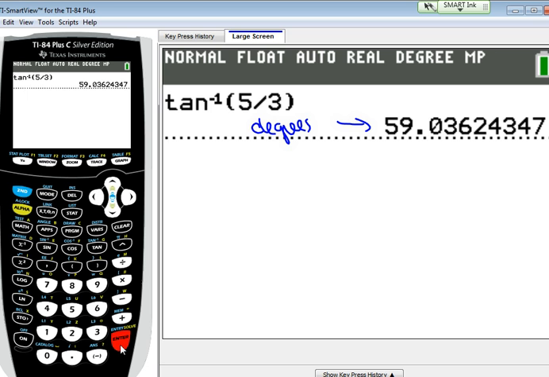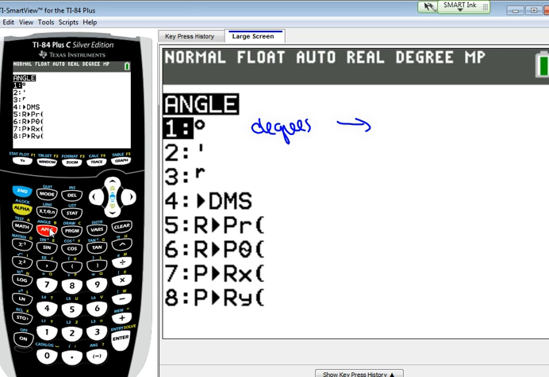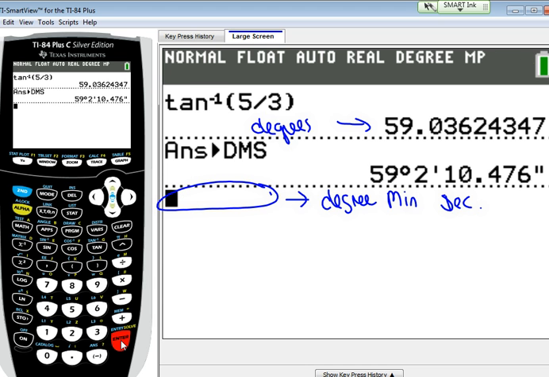So what we're going to go to again is your second apps key. And we're going to use this choice 4. What this means is you're going into degrees, minutes, seconds. That's what the DMS is. So you go to choice 4, just hit enter, and it converts it for you, which is great.